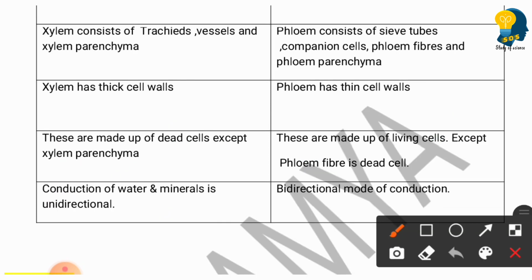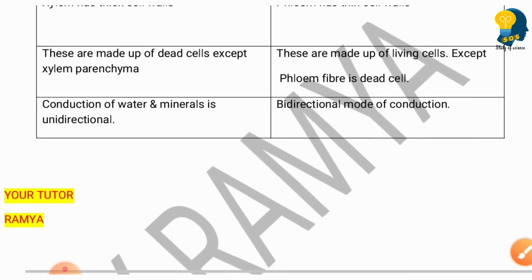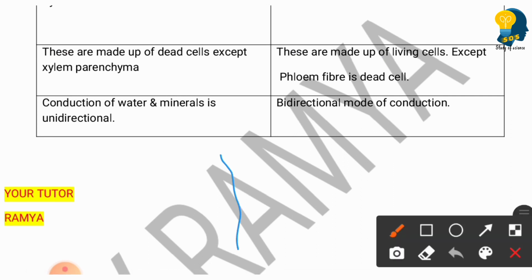Xylem tissues are made up of dead cells except xylem parenchyma. Phloem is made up of living cells except phloem fiber. Except phloem fiber, all the cells present in the phloem are living cells. When we talk about the movement, conduction of water and minerals is unidirectional, correct? In the xylem, the water travels from the roots to the different parts of the plant, in one direction. We call it unidirectional. In the phloem, the food travels from the leaf to the different parts of the plant, so the transportation of food is bidirectional.